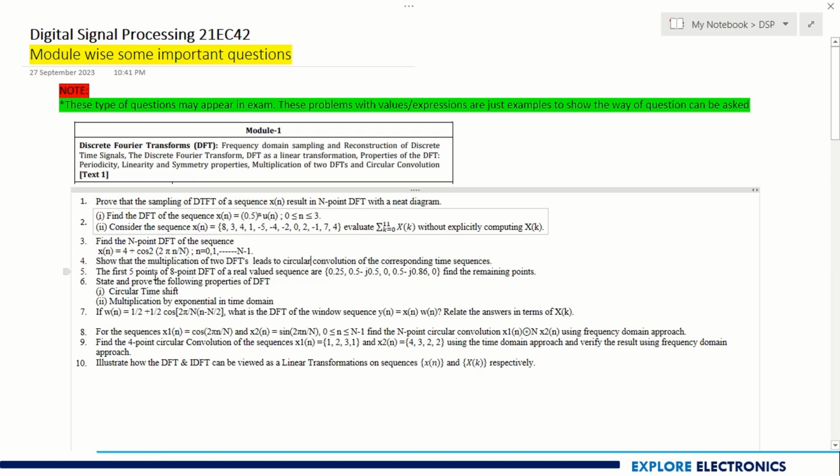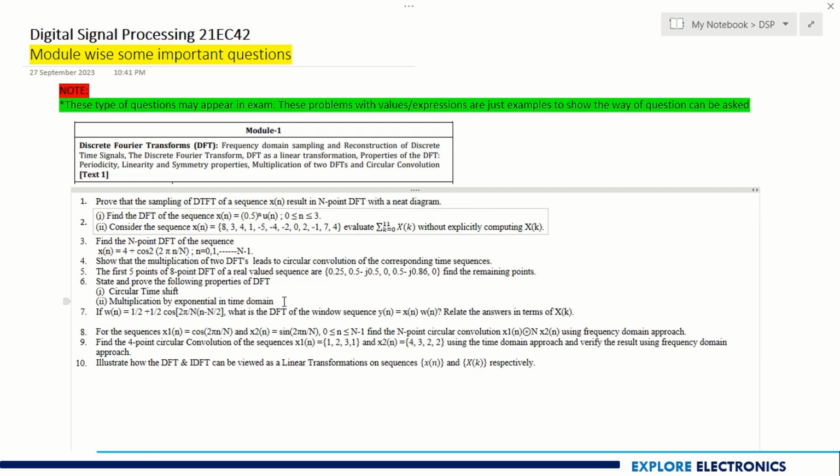And the first 5 points of an 8-point DFT of a real-valued sequence are given. Find the remaining points. And there will be one question on properties of DFT, which you need to prove. Here only two properties are shown. All the properties, derivations and proofs, you need to learn.